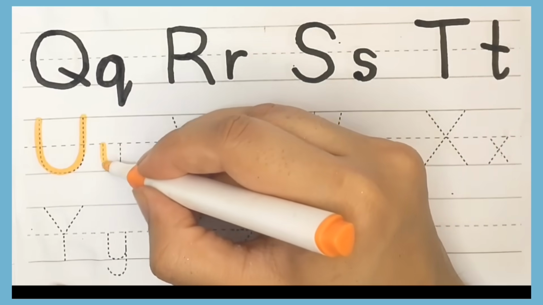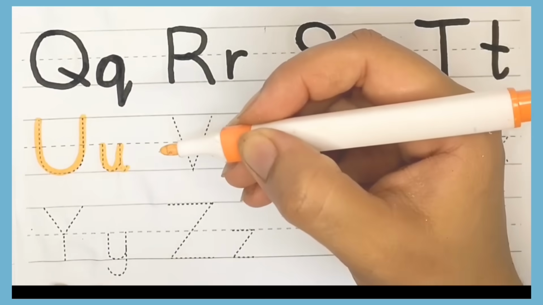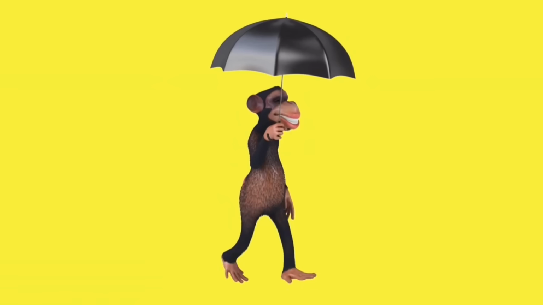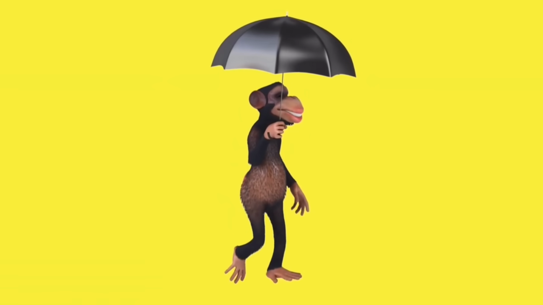Capital U, small u. U for umbrella. We use an umbrella in the rain.